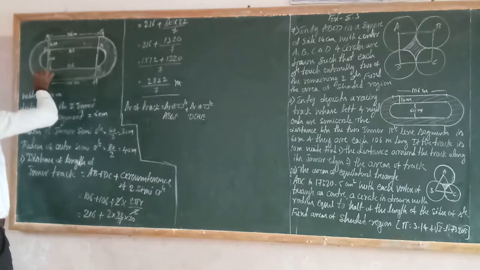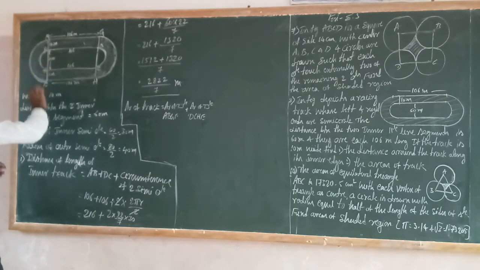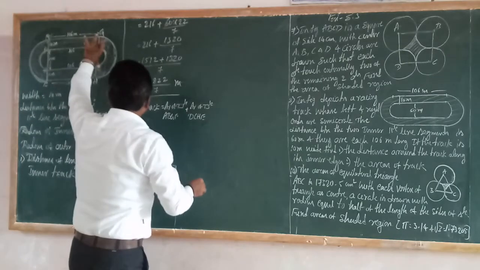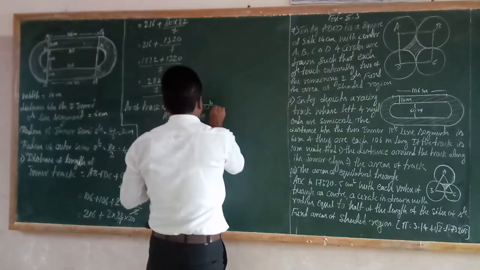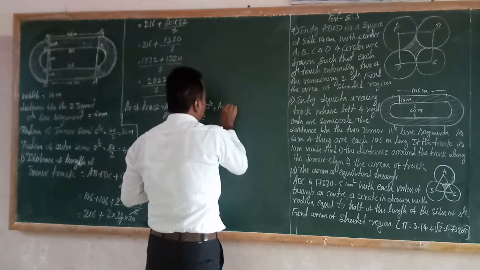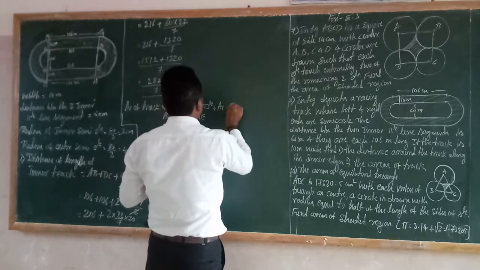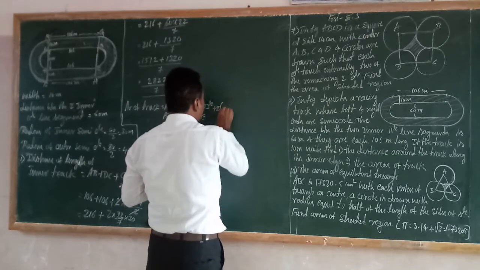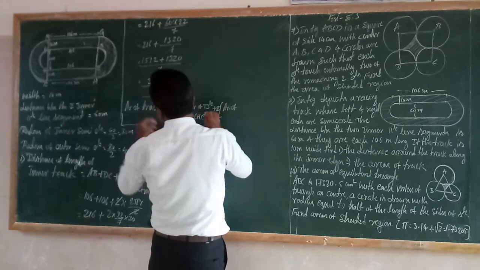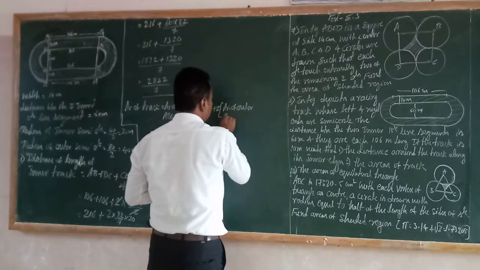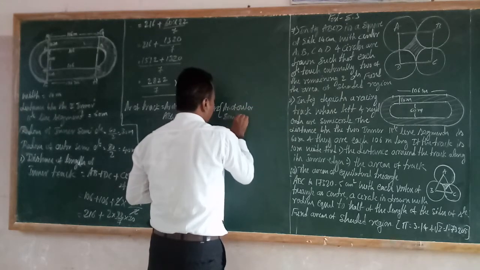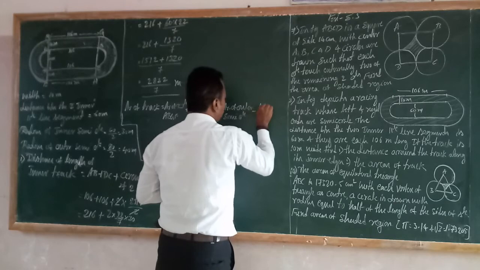Therefore, how many are there? There are 2. Therefore, plus 2 times the area of the outer semicircle minus the area of the inner semicircle.